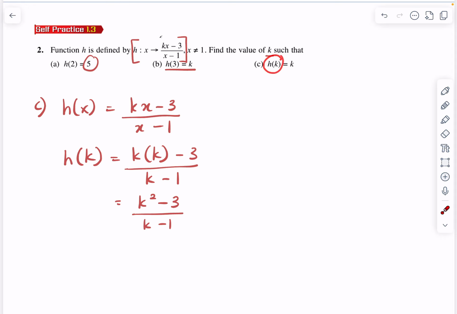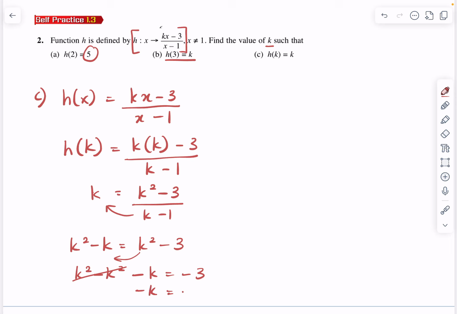And h(k) equals k. So this whole thing equals k. So this whole thing we times here, we get k squared minus k is k squared minus 3. Then we rearrange it. So k squared we bring here, it will become k squared minus k squared minus k is negative 3. So k squared minus k squared, 0. So if negative k equals negative 3, therefore k will equal 3. Done. Bye-bye.